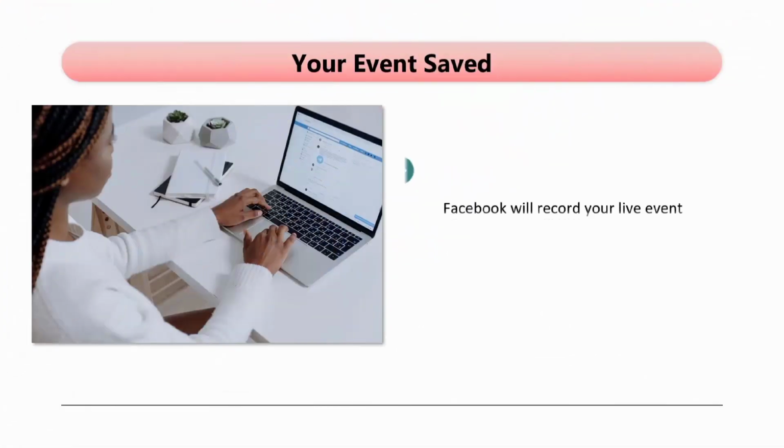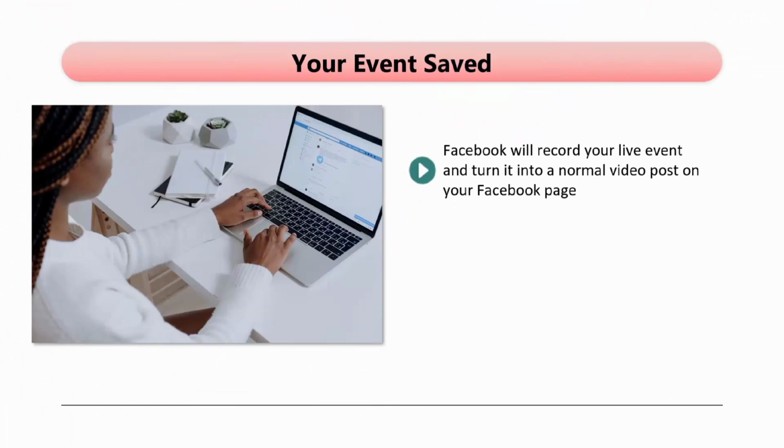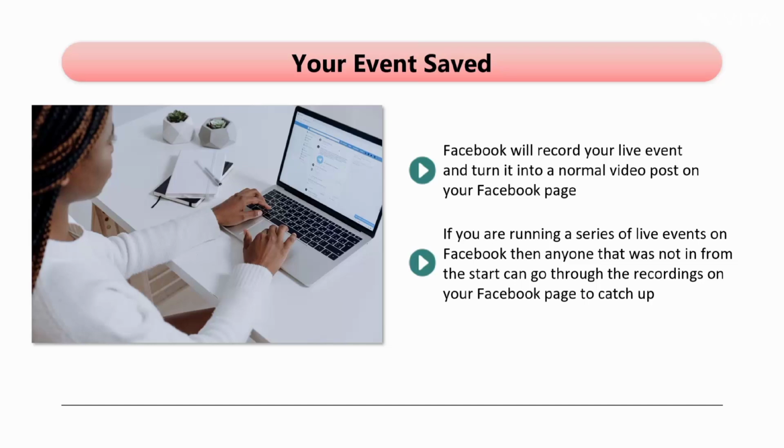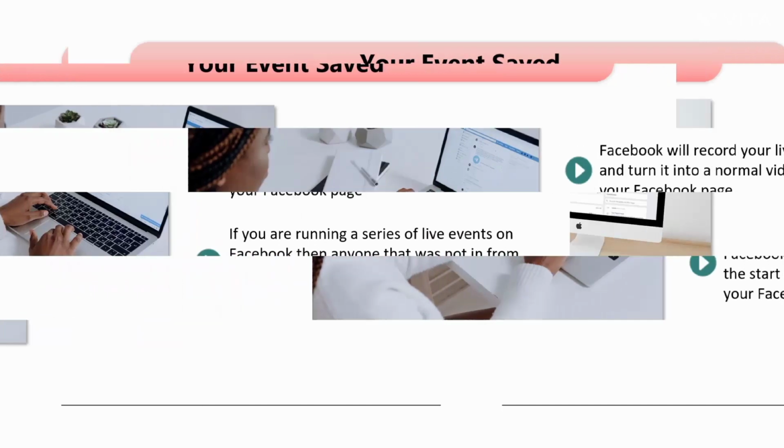Your event is saved. Facebook will record your live event and turn it into a normal video post on your Facebook page. This means that you can continue to use it for promotion after your event is over. There are always going to be some people that cannot attend a live event, so you can offer the replay to them so that they don't miss out. If you are running a series of live events on Facebook, then anyone that was not in from the start can go through the recordings on your Facebook page to catch up. You can also boost your recorded video posts to gain more followers and potential viewers of your next live event.